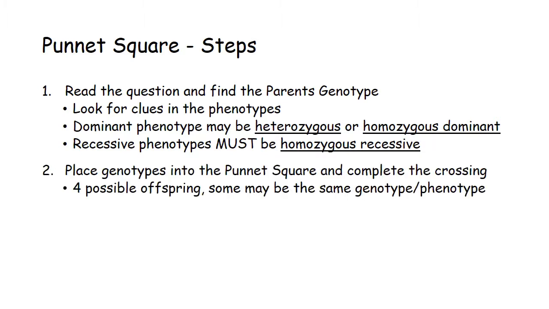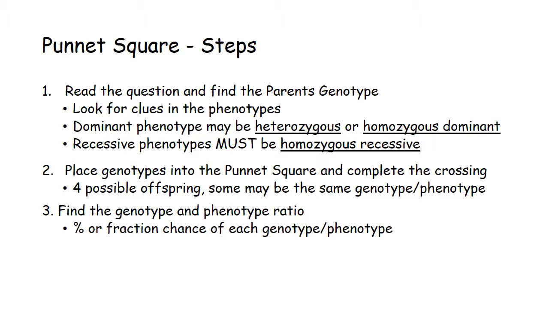So once you've got the genotypes, you're going to place them into the Punnet square and complete the crossing. On the next slide, I'll show you how to do that in a bit more detail. But you're going to have 4 sections of each Punnet square, each giving a possibility of the type of offspring that you could get from the parents. Sometimes you're going to have a bit of doubling up, or you may in fact have all of the same options depending on what kind of parents you have.